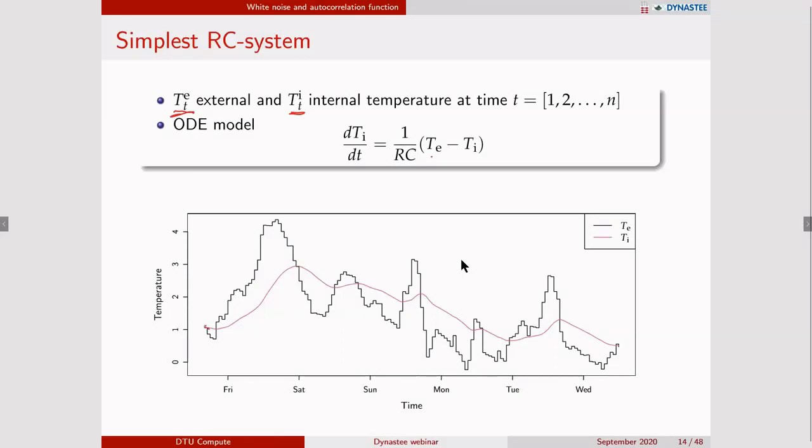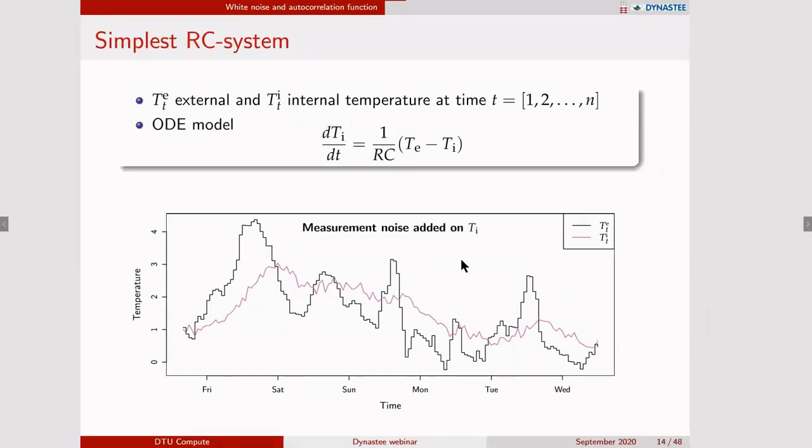the model says the internal temperature will evolve like this. If we add a bit of noise, there will always be noise on real data. So we add a bit of measurement noise, just added on top of this. The blue line just has some white noise added on top of that. Then we have some simple data which we can work with. So let's try to fit some models to that data.